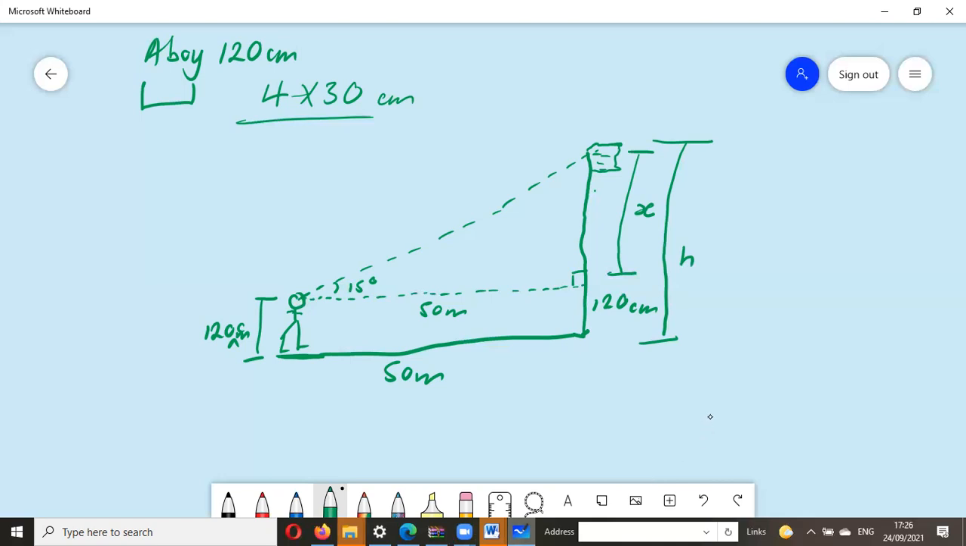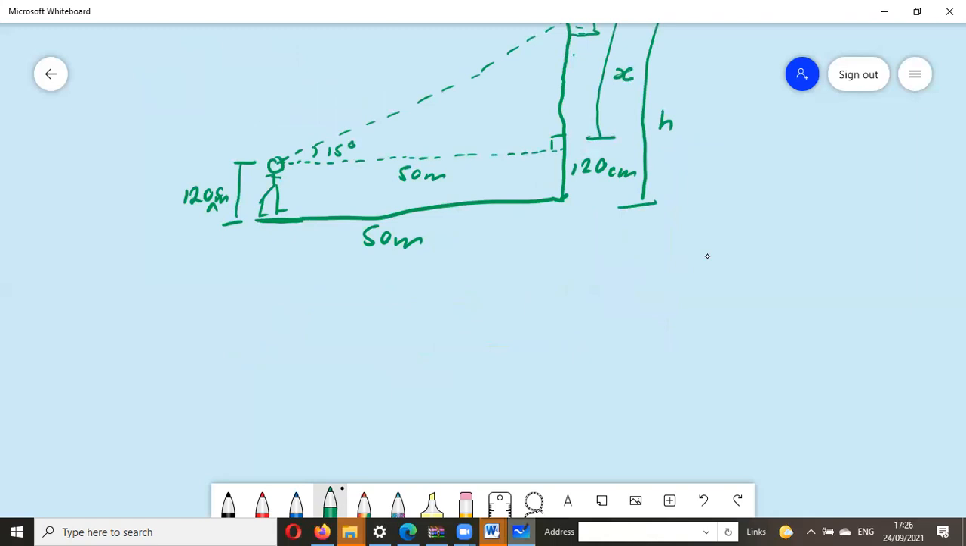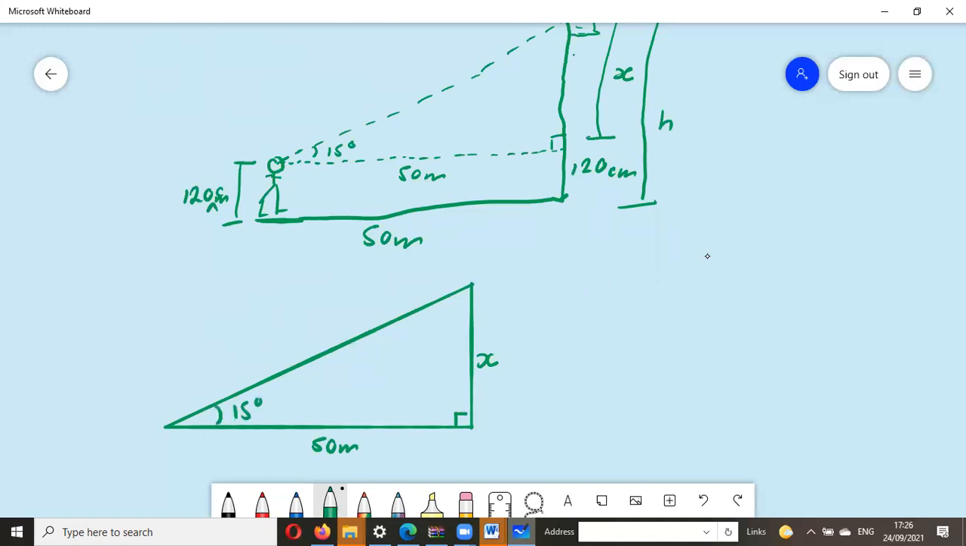That means from the diagram that we have there, we shall have this. So this is 90 degrees. Now this is the X. Now this is 50 meters. So this is 15 degrees. So find X. What is our X? We now find that. This is the opposite. This is the adjacent.